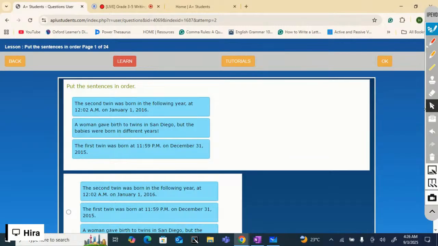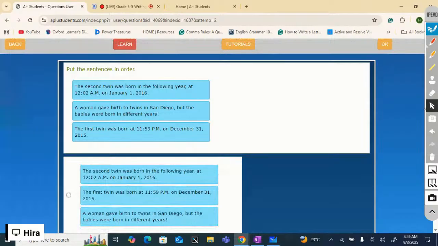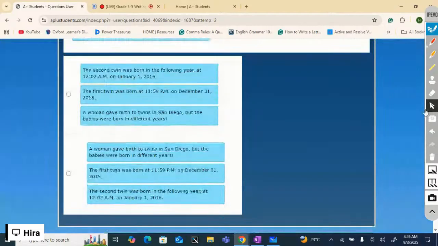Now put the sentences in order. These are the sentences. Let's read them together. The second twin was born in the following year at 12:02 a.m. on January 1, 2016. A woman gave birth to twins in San Diego, but the babies were born in different years. The first twin was born at 11:59 p.m. on December 31, 2015. Now, what is the correct order?